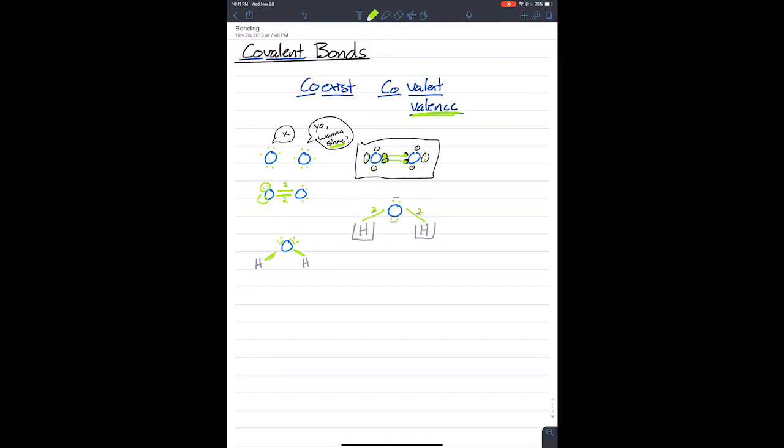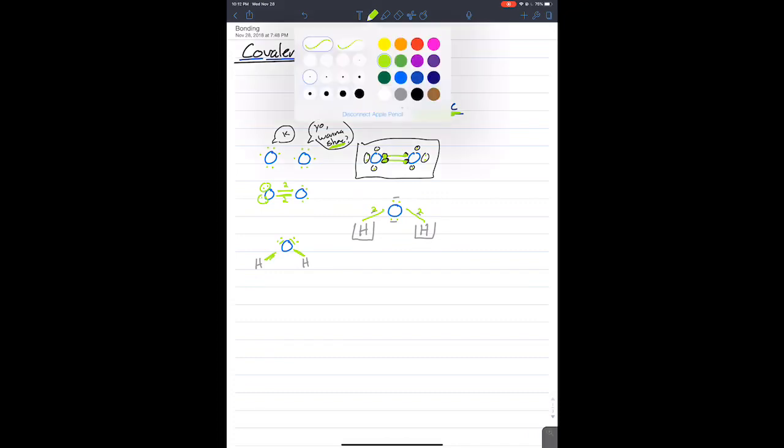It's when atoms of nonmetals share their valence electrons. Okay, that's how we get covalent bonds. Beautiful. All right, now let's talk about ionic bonds.